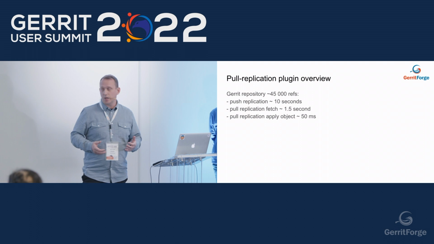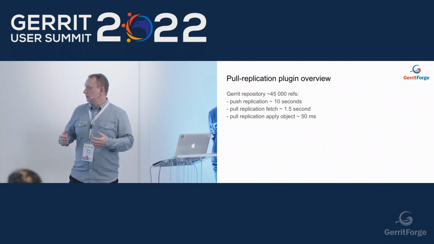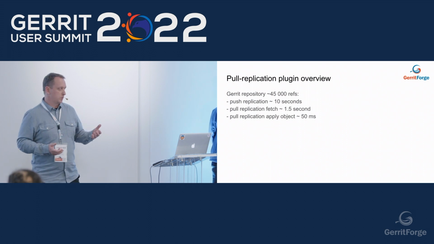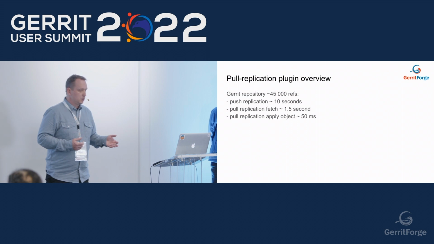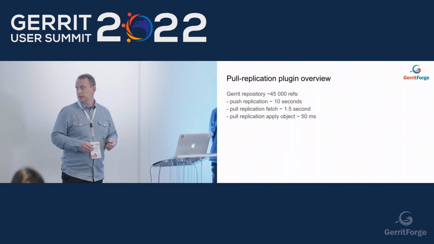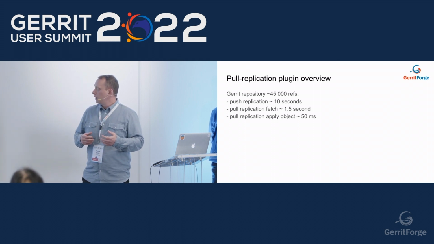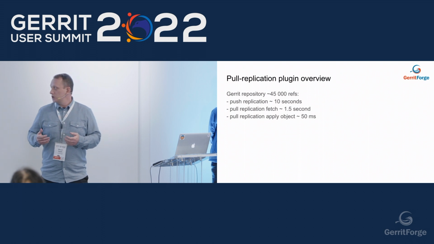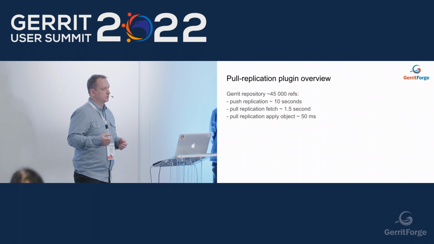And why did we even implement pull replication? There is a push replication plugin. It's actually called replication plugin for historical reasons. It's been in the Gerrit ecosystem for a very long time. It works really well, and it's adopted by many companies. But the problem with push replication is the nature of the Git protocol. Push is always slower than fetch in Git.